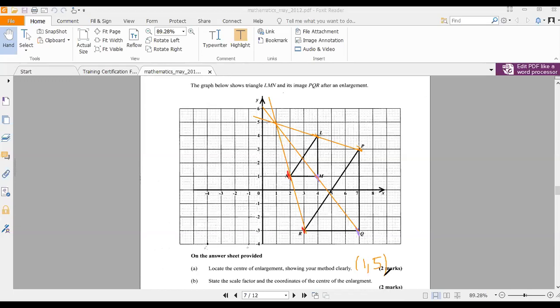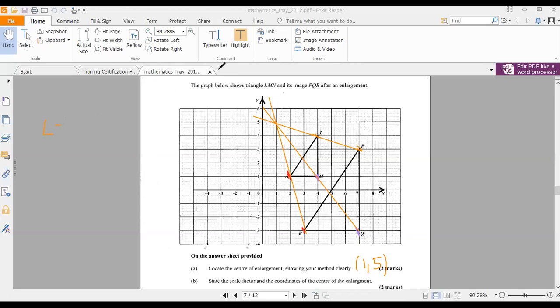After you do that, next, state the scale factor of the enlargement. They asked me to state the scale factor. Anybody remember how to find the scale factor? The length of one side of the object over the image or the image over the object. Yeah, you have it mixed up.